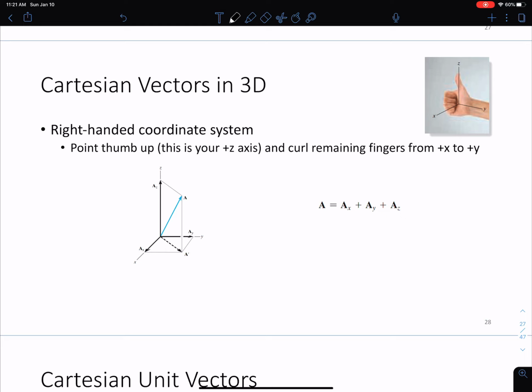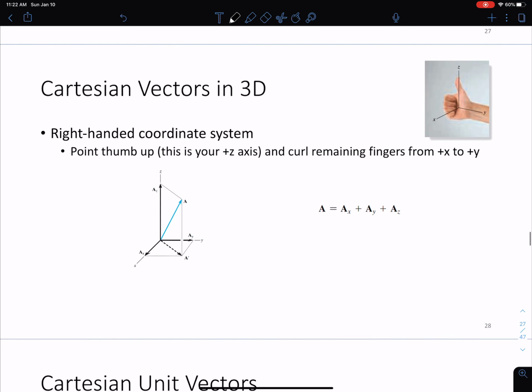Okay, so I know that we're not in an in-person class right now. I'm doing this via video for you guys, so I really want to try to explain how you can visualize this. So I have a picture here, and what you need to do is take your right hand. The right-handed coordinate system, basically, you point your thumb up like you're giving a thumbs up.